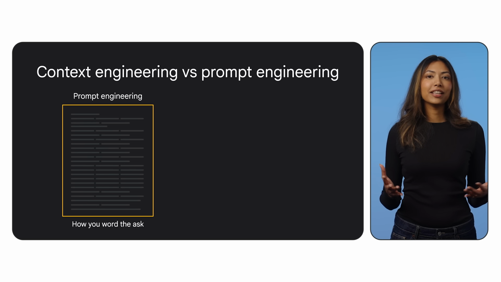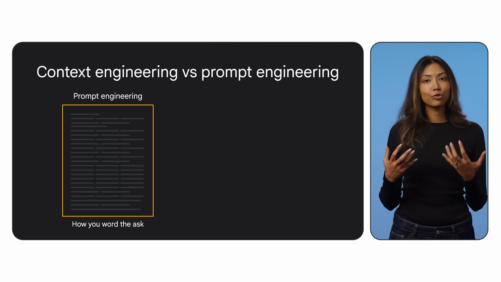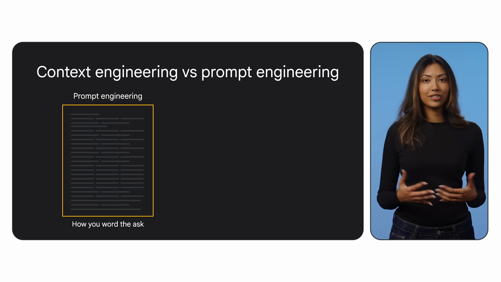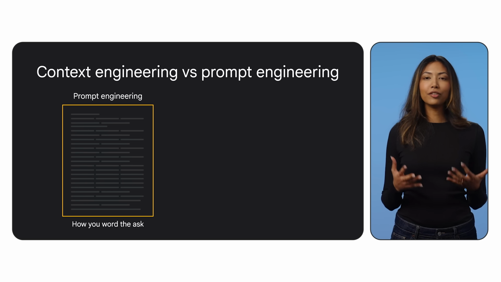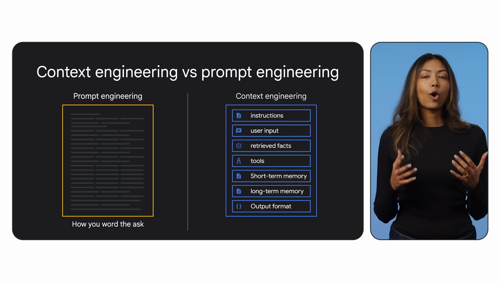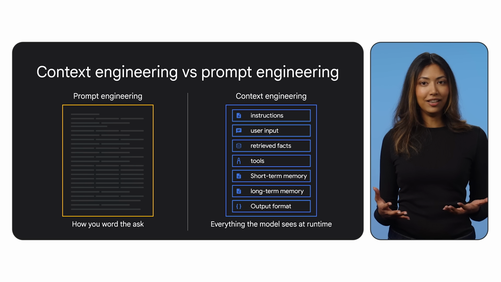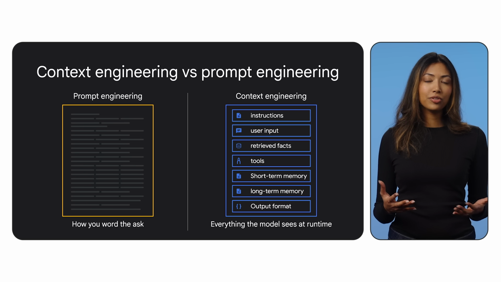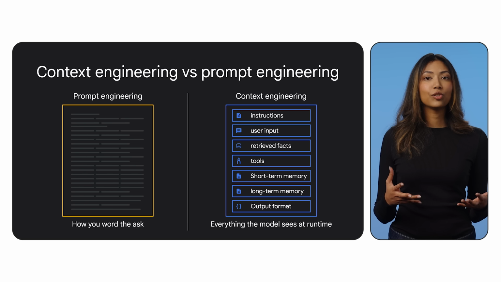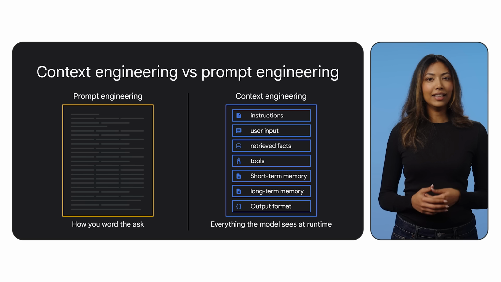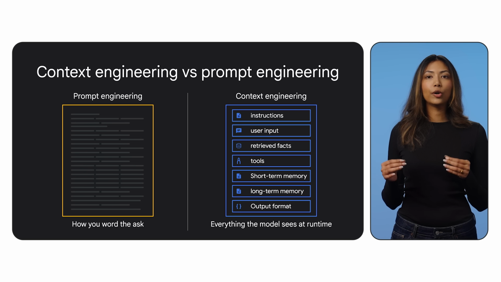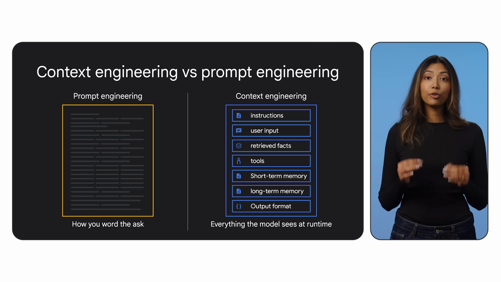Next, we need to talk about the difference between context engineering and prompt engineering. Prompt engineering is how you write and structure instructions, examples, and constraints. It's still very relevant and useful. But context engineering is how you assemble everything that the model will see at runtime, like the right tools, the right facts, the right history, and the right format. It's dynamic and happens before every model call, so it's pretty powerful.